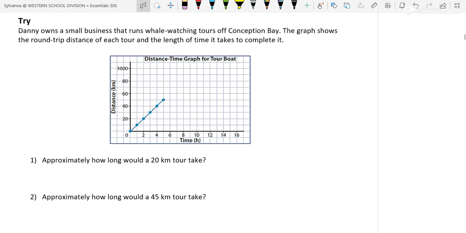Okay, so Danny owns a small business that runs whale watching tours off a bay. This graph shows the round trip distance of each tour and the length of time it takes to complete it. So how long would a 20 km tour take?